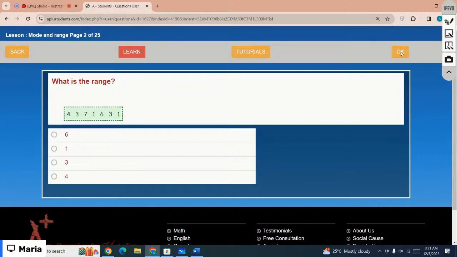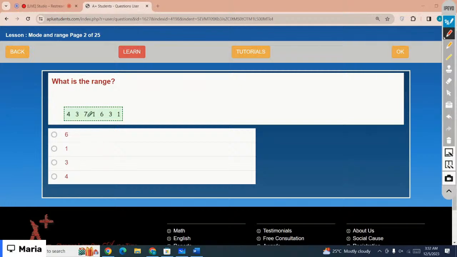What is the range of the data? You have to calculate the range of the given numbers. So what you have to do is find the greatest number in the data. The greatest number in the data is 7.